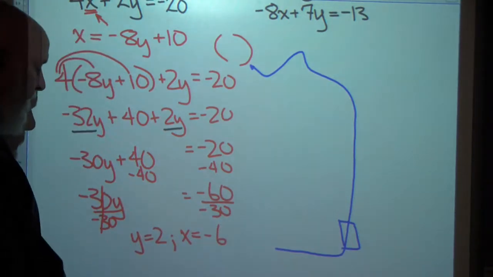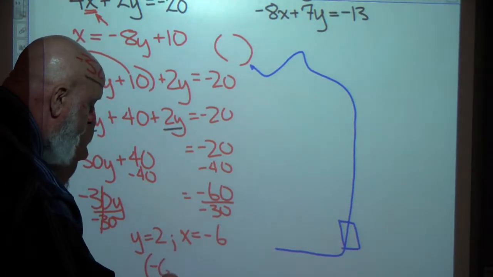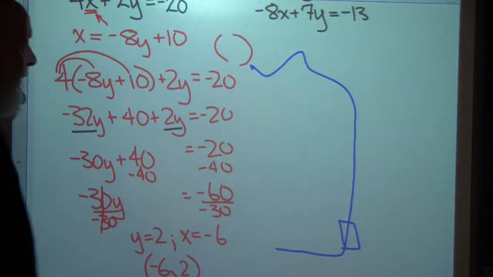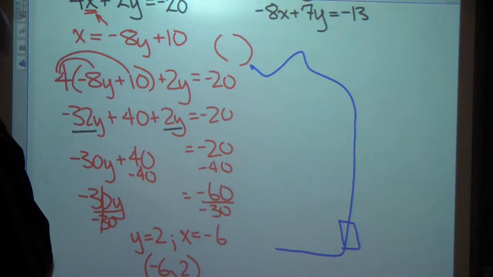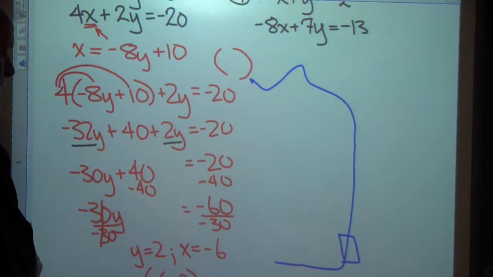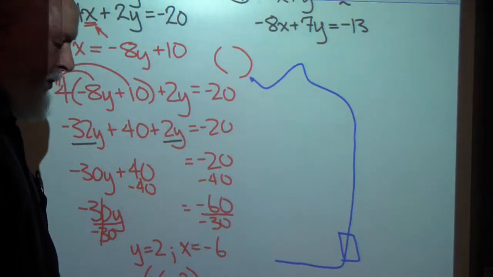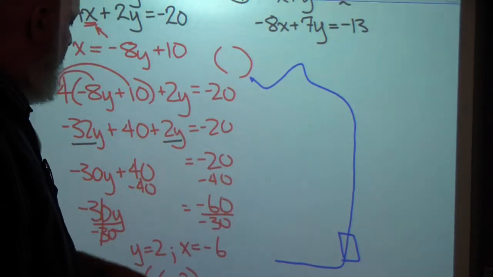And then we write our answer as an ordered pair. Negative 6, x comes first, 2. Alrighty. So that is substitution. I'll do one more here in just a second. Let me make sure I got that right. It's always embarrassing when I miss. Negative 6, 2, yay!